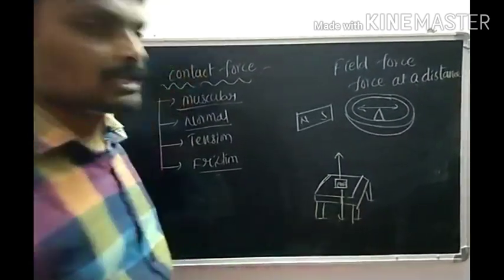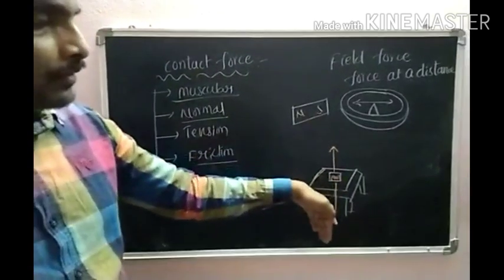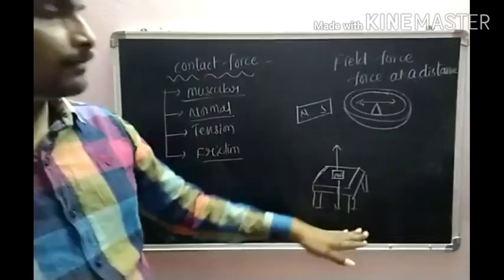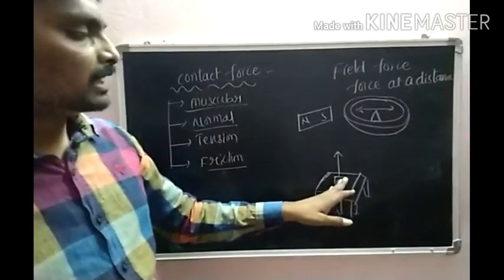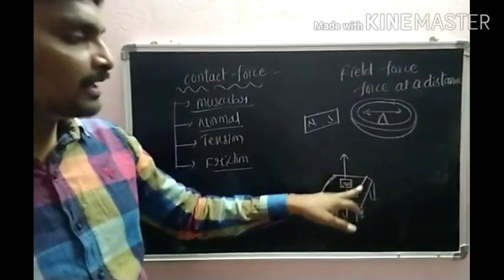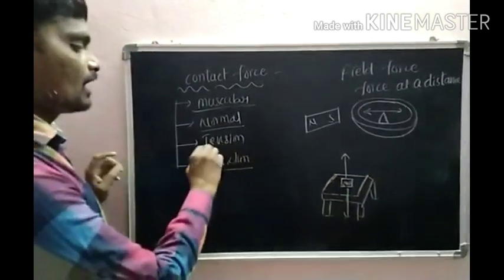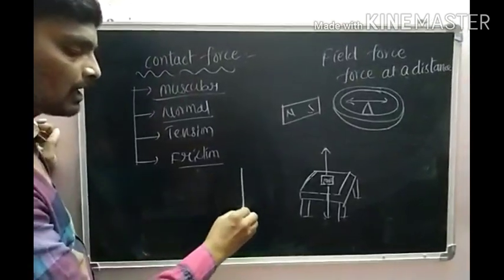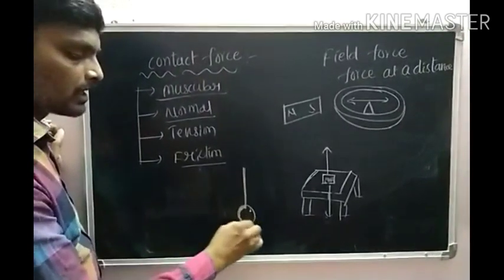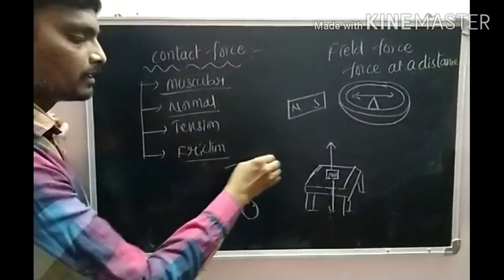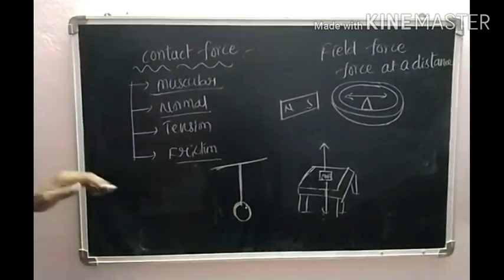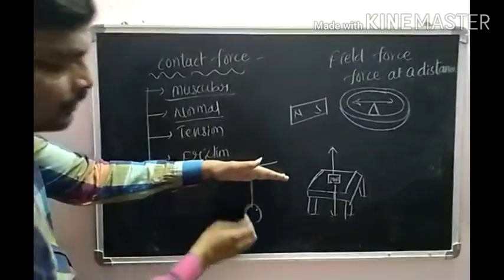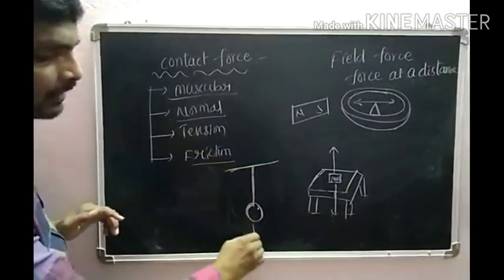Here the book experiences one pulling force towards earth due to the gravitational force. Here the book experiences another force by the table, that is the normal force. And tension force. What is the tension force? Take one string and one stone. Attach that stone to the string and suspend it from a support. Then if the string is suddenly cut, what happens? The stone falls downward.